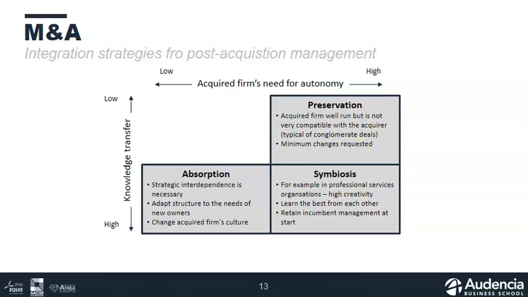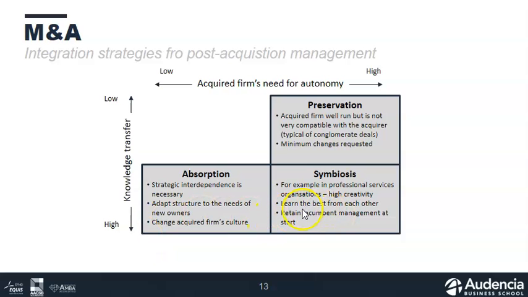The third strategy is that of symbiosis. Symbiosis is typical in, for example, the merging or acquisition of professional services, where we can have high levels of creativity. In this case, we want autonomy. We would like to have autonomy of the acquired organization, but we also need to learn from the organization.